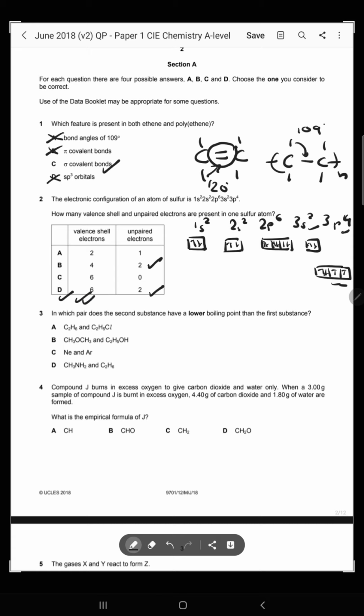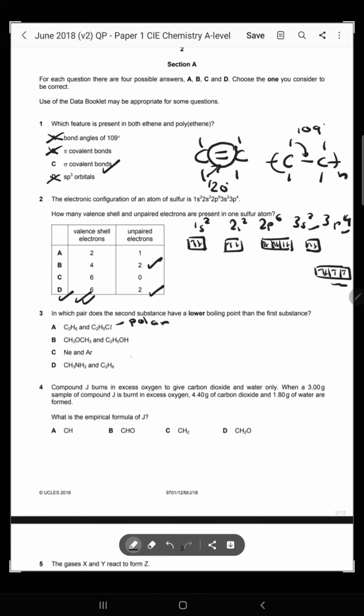Number 3. In which pair does the second substance have a lower boiling point than the first substance? C2H6 and C2H5Cl. C–Cl bonds are polar. So polar bonds are going to be stronger than van der Waals forces. So C2H5Cl is going to have a higher boiling point.